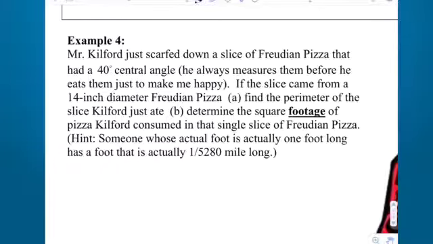If the slice came from a 14-inch diameter Freudian pizza, and if you go over here to the New York Pizza Pub and you order the Guilford Special, it'll be a 14-inch Freudian pizza. Okay? Kid you not. Try it out sometime. We want to find the perimeter of the slice that Guilford ate.